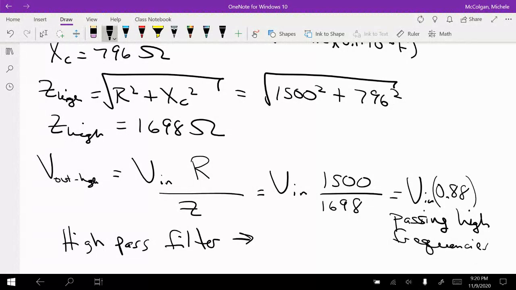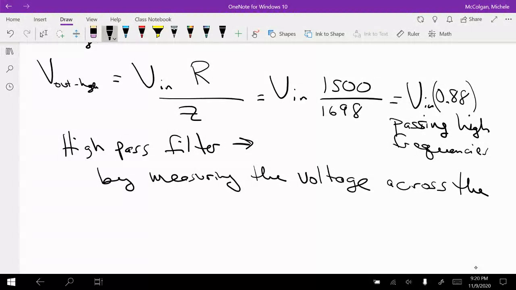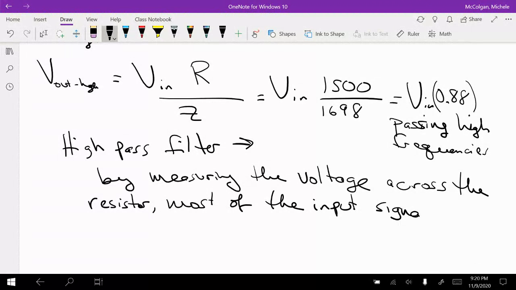And it means that by measuring the output, the voltage across the resistor, most of the input signal is output for high frequencies.